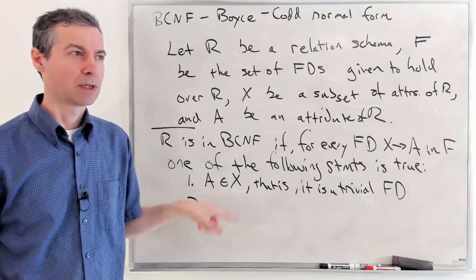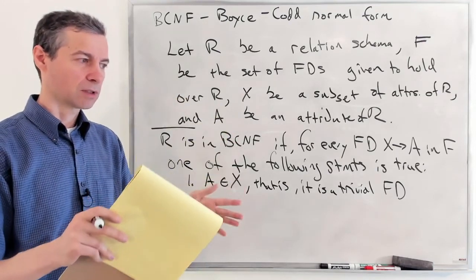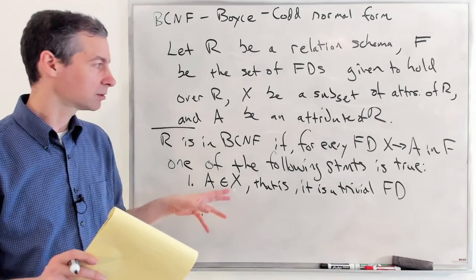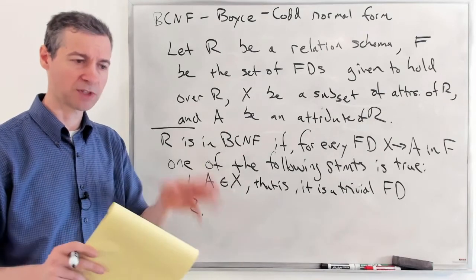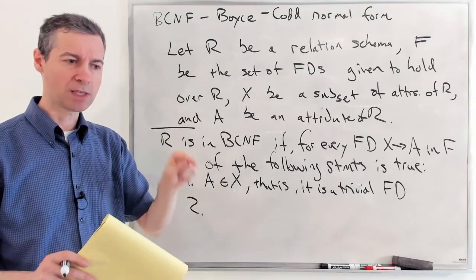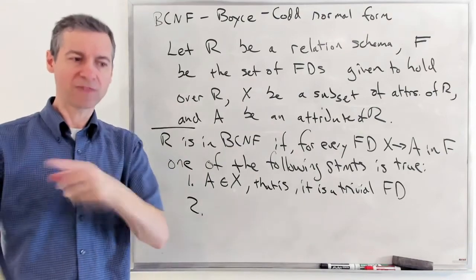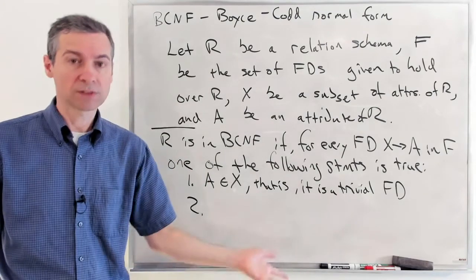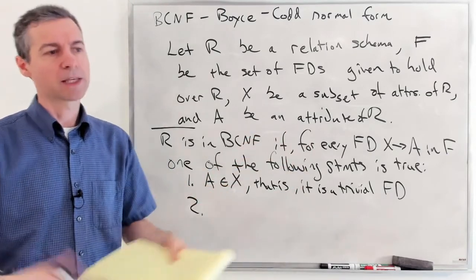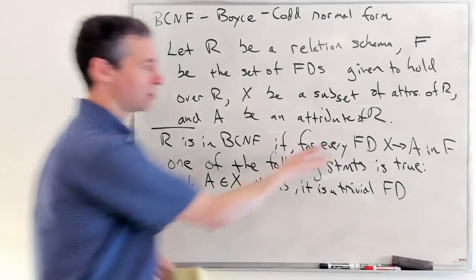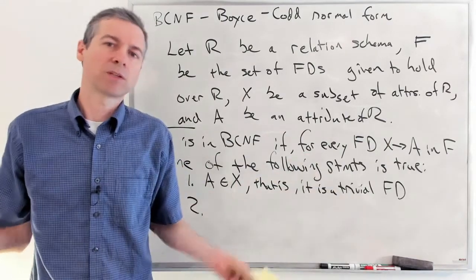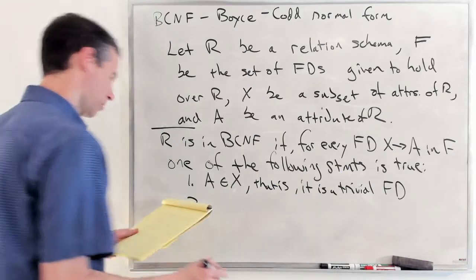So let's see. I have all these values, and I've got these columns, and one of those columns is A. Every time I see A has that value, it's like every time I see Mark. It's a trivial functional dependency. Yes, column A depends upon column X because column A is part of X. It's trivial. Who cares? That's not a functional dependency we care about.